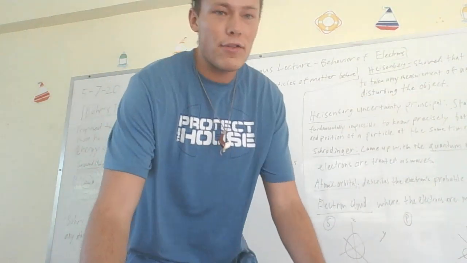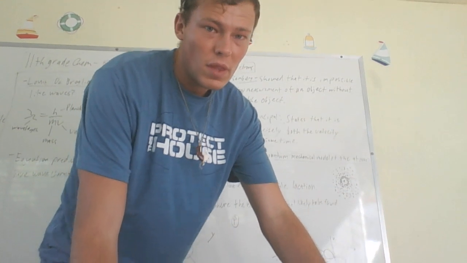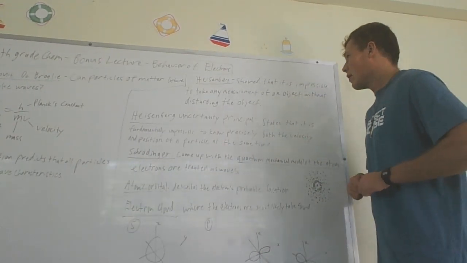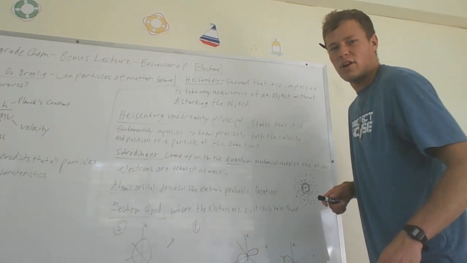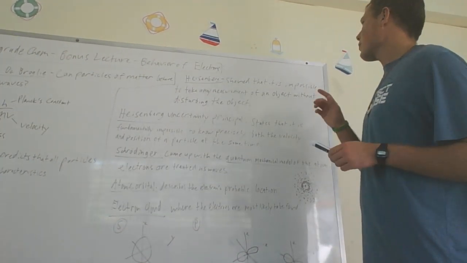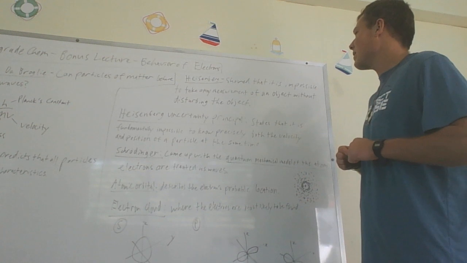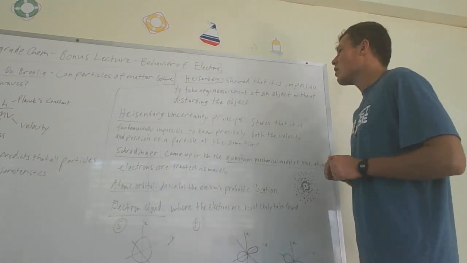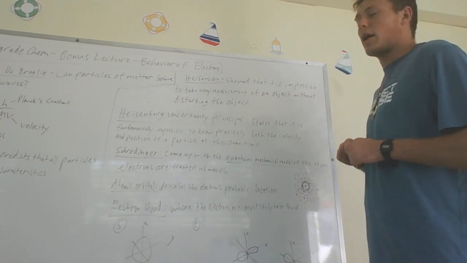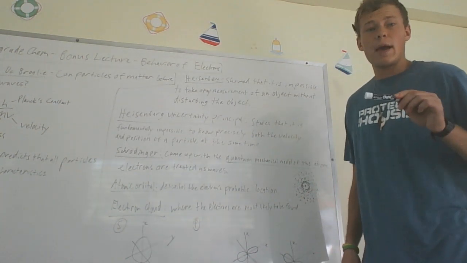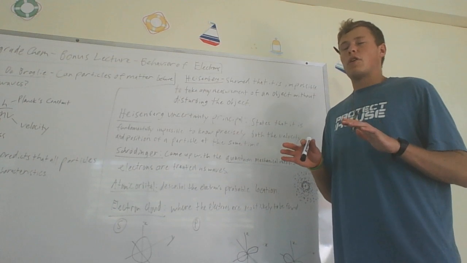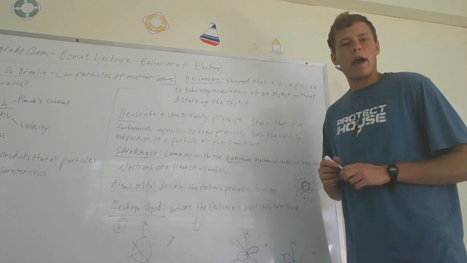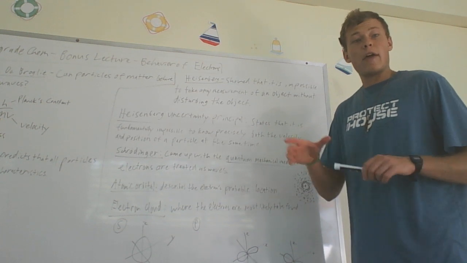But then we come to Heisenberg. Heisenberg's very important, and he came up with the Heisenberg uncertainty principle. What he showed, I'm trying to explain this, is that it is impossible to take any measurement of an object without disturbing the object. This is a good example. Think about if you're in a dark room, pitch black, and you can't see anything, and you're trying to find a balloon. The balloon floats.